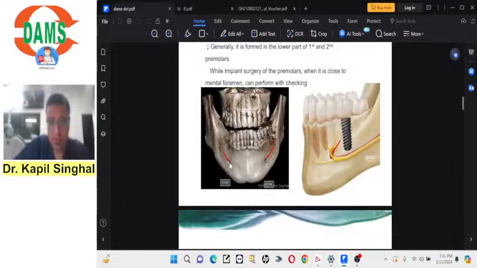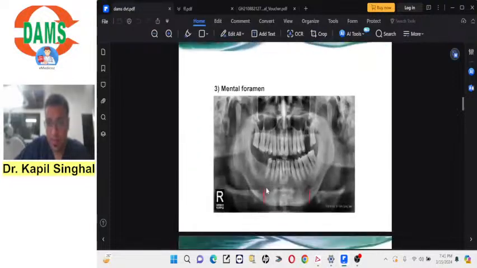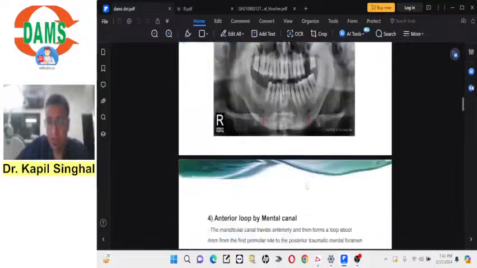Okay, this nerve comes out of the mandible through mental foramen. So this is the mental foramen. So now they may ask you this mental foramen. This is the mental foramen. What is this? On the picture, they can give you this OPG and ask you, what is this? This is the mental foramen.